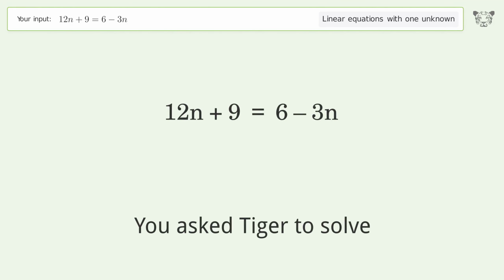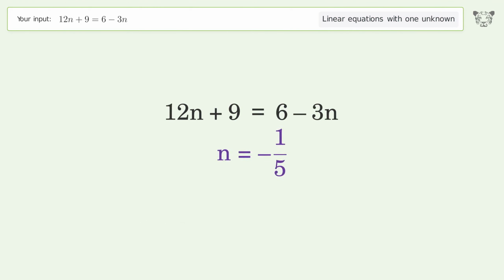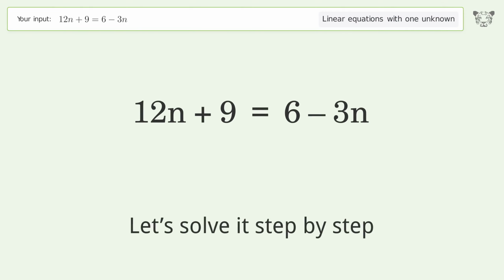You ask Tiger to solve. This deals with linear equations with one unknown. The final result is n equals -1/5. Let's solve it step by step.